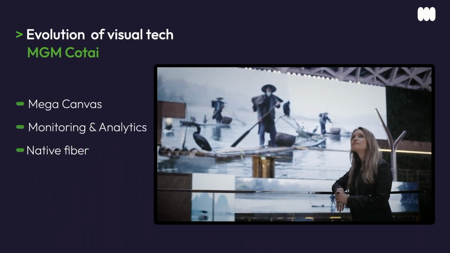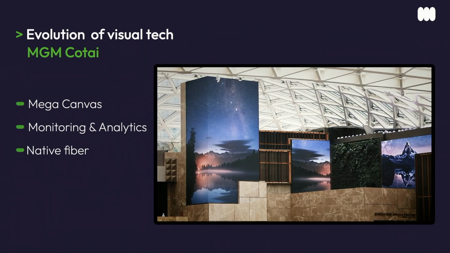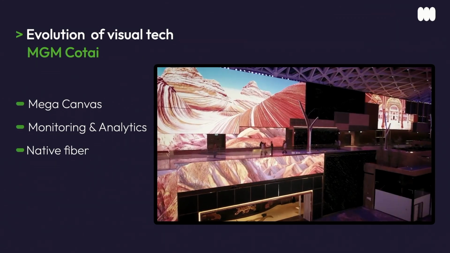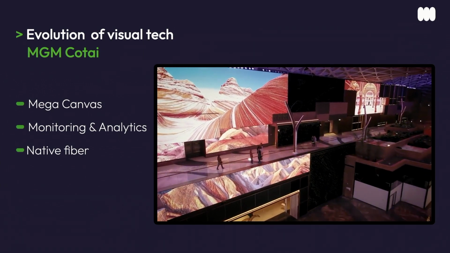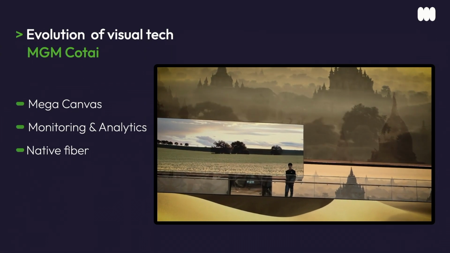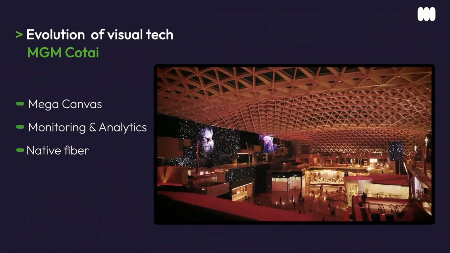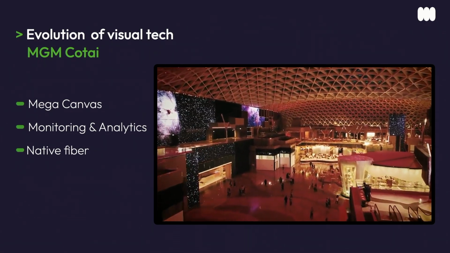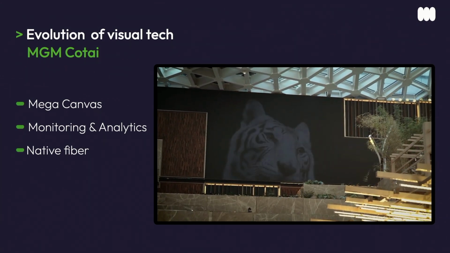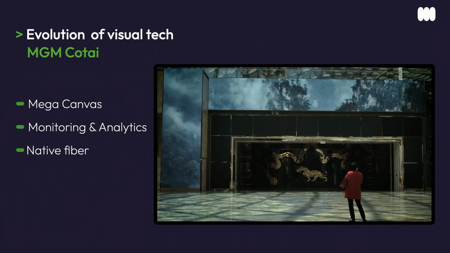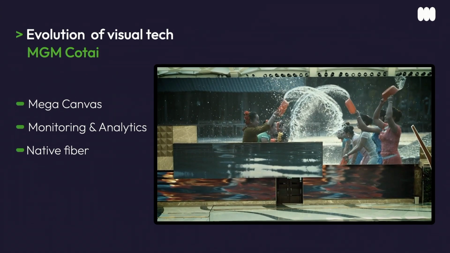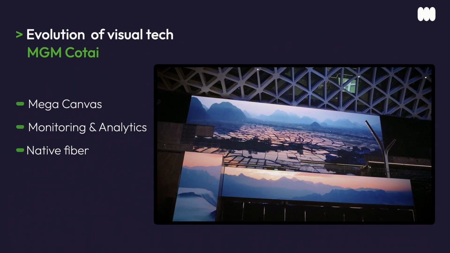This is an example of a project that we executed a few years ago. This is MGM Cotai. This is about 300 million pixels in one space. 27 4K rasters were feeding displays that were about 1 to 3 miles away from the control room. So we had to leverage fiber infrastructure in a native way to be able to move all this data around. And we also needed monitoring and analytics built in because the displays were so far away from the control room.